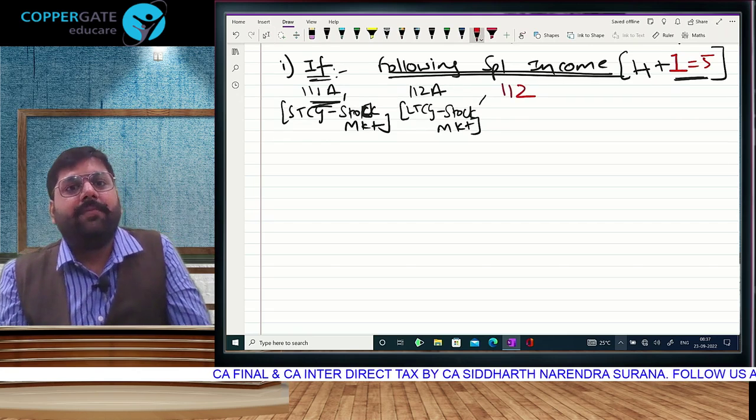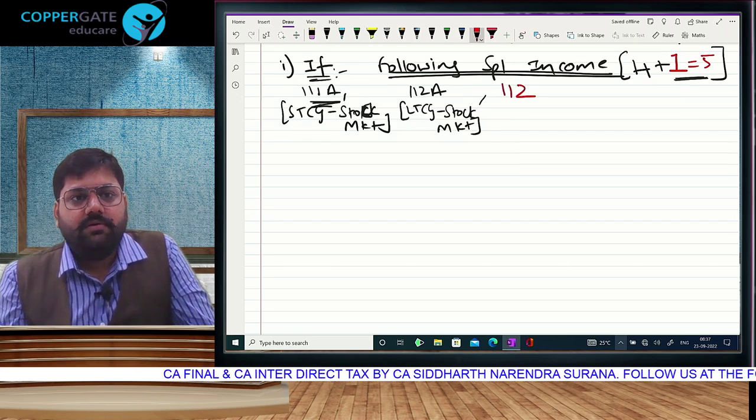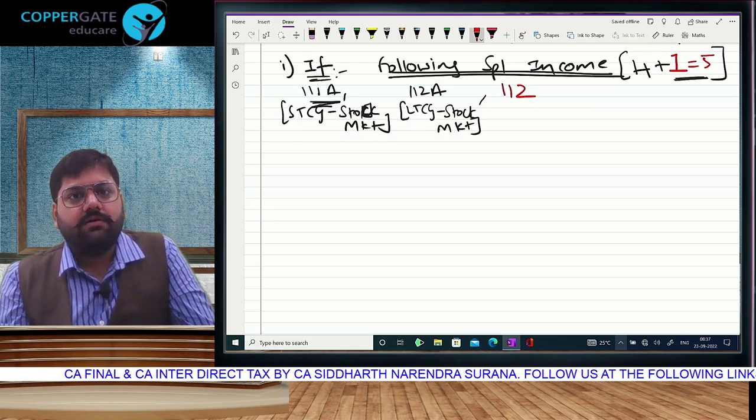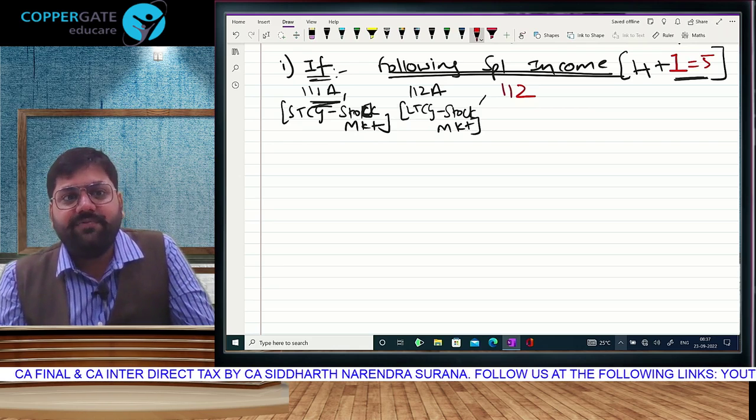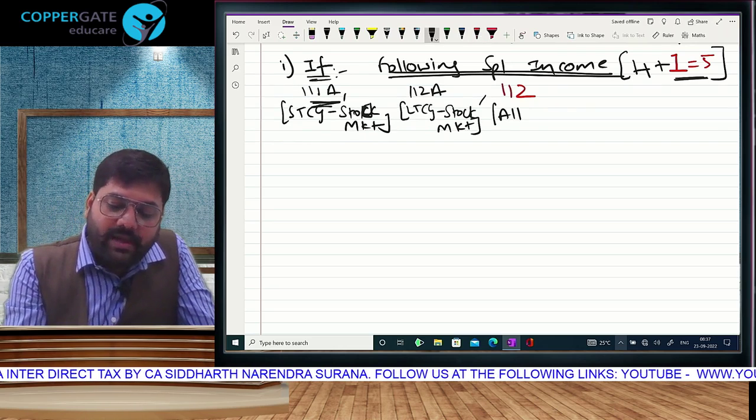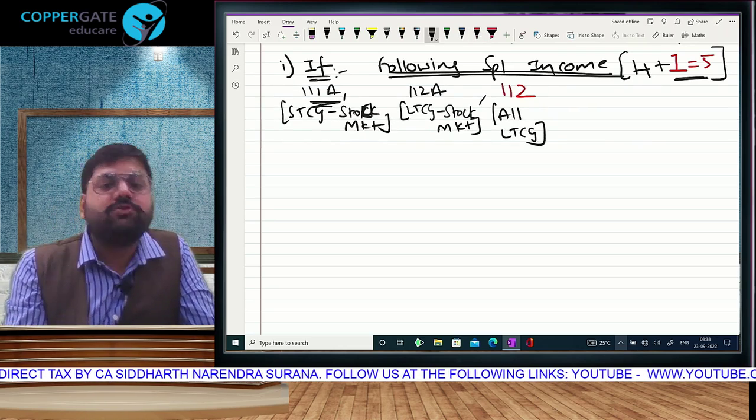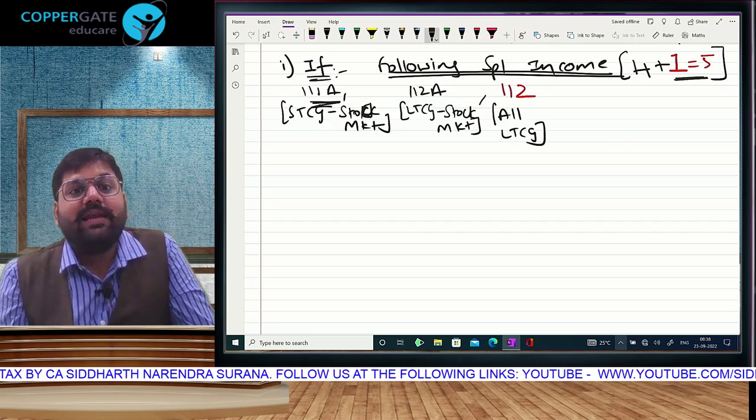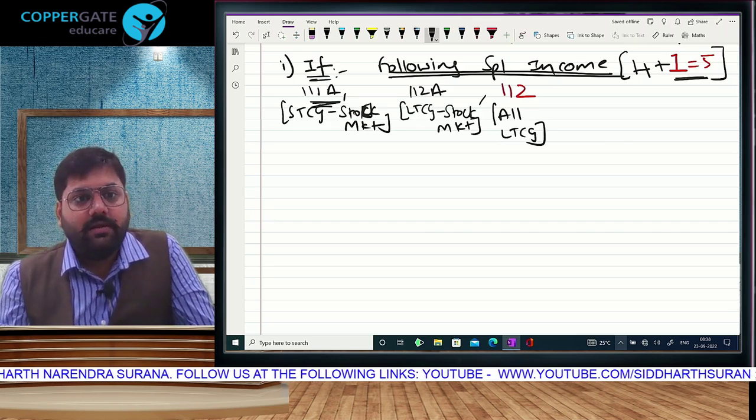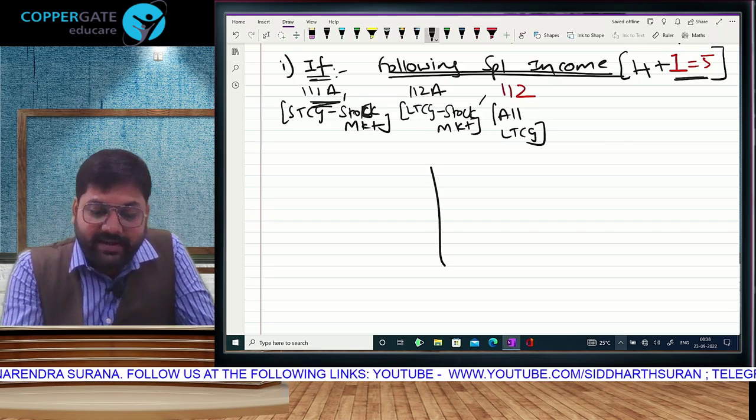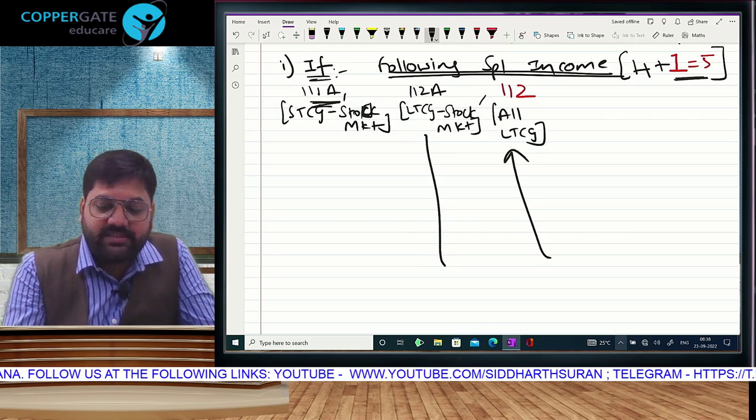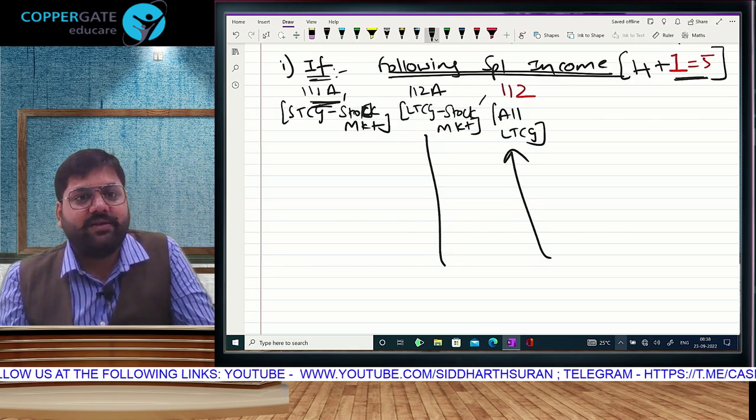112, the amendment. Till last year, 4 incomes were covered. Now, 5 incomes are covered. 112, all long-term capital gains. Supposing you sell land, you sell house, you sell gold, you sell jewelry, and you earn long-term capital gains. That is not stock market. That will go in this section. A special rate of 20%.